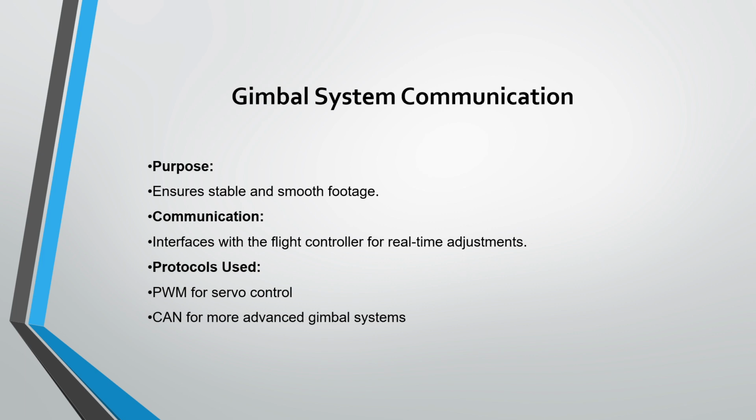The purpose of a gimbal system is to ensure stable and smooth footage. The communication provides an interface with the flight controller for real-time adjustment, and the protocols used in gimbal system communication are PWM for the servo controller and CAN for more advanced gimbal systems.